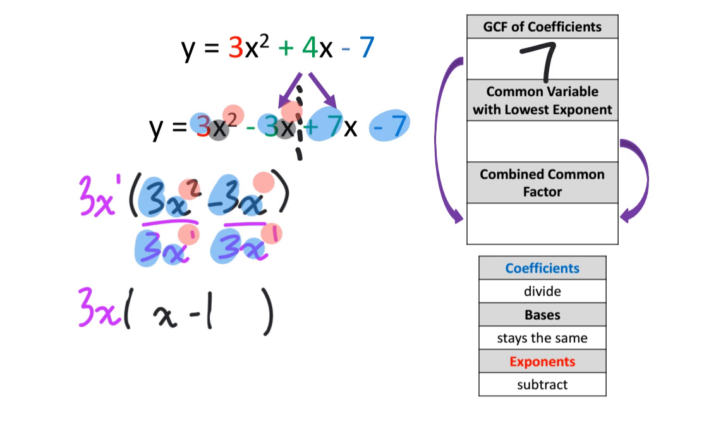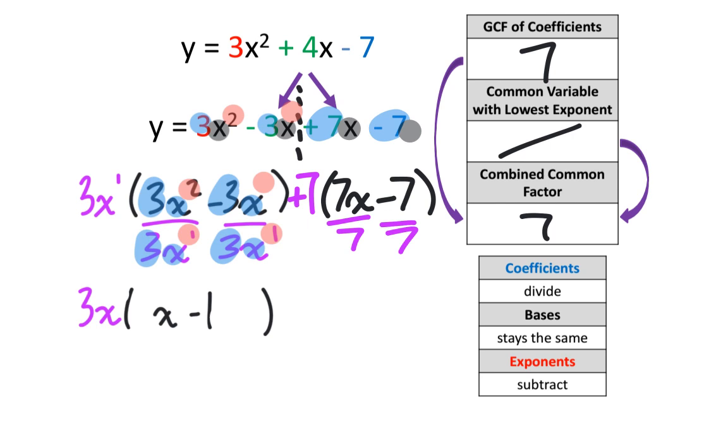Next, we want to see if there's a common variable with the lowest exponent. Well, we have a variable here, but we do not have a variable over there. So they don't have a variable in common. So our combined common factor is just going to be 7. I'm going to write my 7 over here, and I'm going to add a positive sign in front of it since it is positive 7. In brackets, I'm going to rewrite what I originally have, which was 7x subtract 7. And then everything inside the brackets is going to get divided by 7. The positive 7 is going to stay the same, and our brackets are going to remain as well.